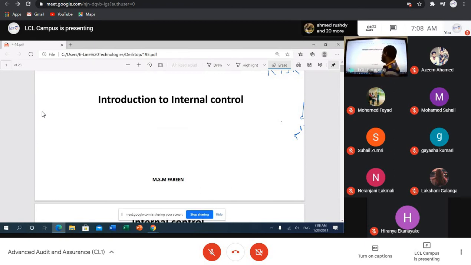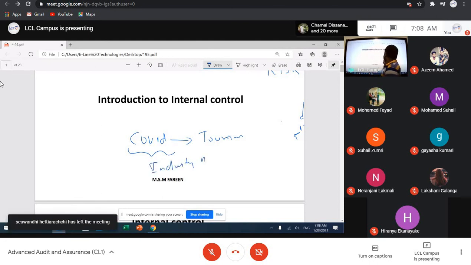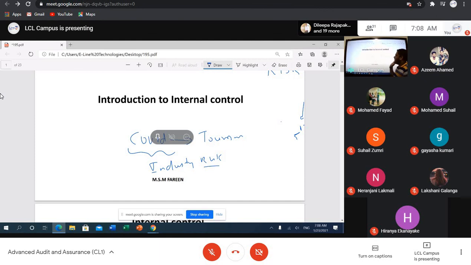So if I take this COVID, and if I take tourism, this is industry risk. What is meant by industry risk? Industry risk means this risk is common for everyone. The entire players in the market get affected because of this particular risk. This type of risk we can say is industry risk.